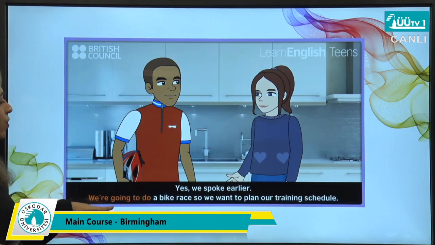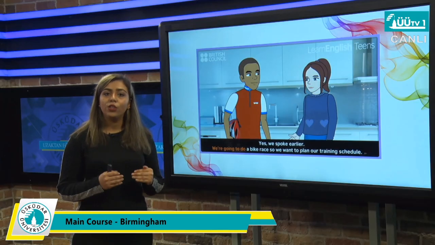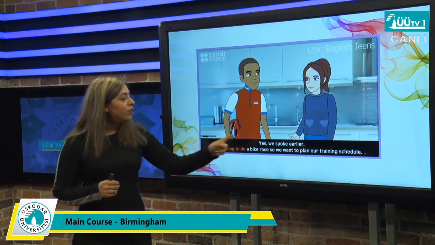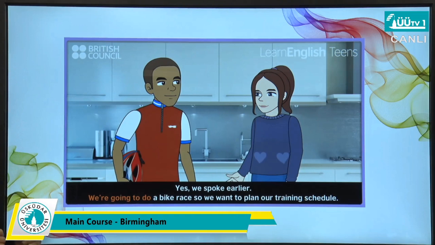We are going to do a bike race. What does it mean? It means that they have decided to do a bike race in the future. They know that they're going to do it. So we want to plan our training schedule. They have decided to do that, and now they want to train. They want to plan their training schedule.